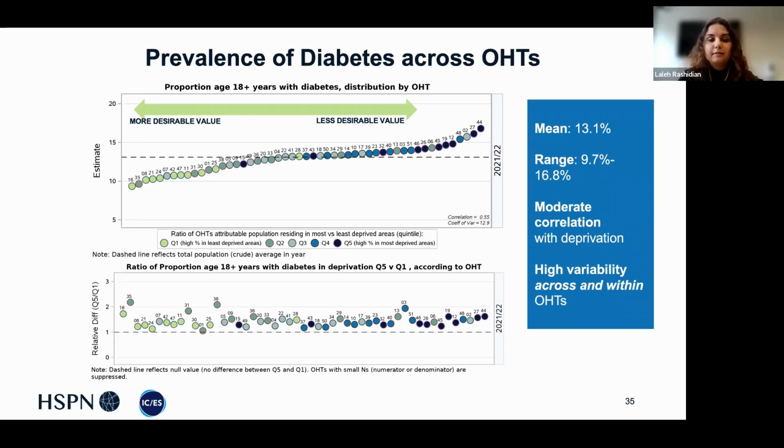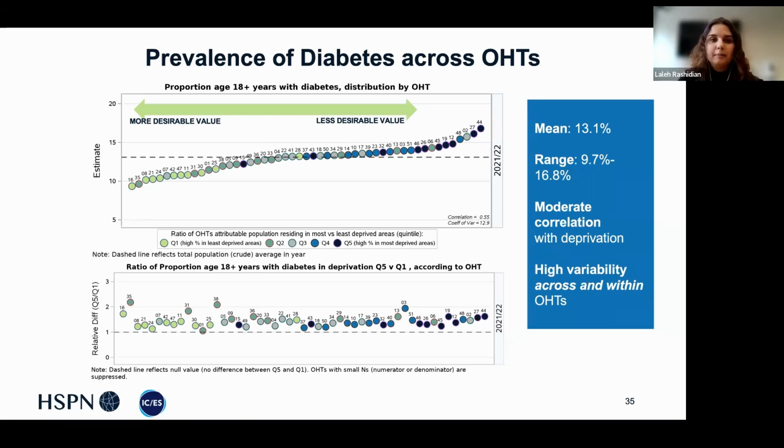So here we have prevalence of diabetes across OHTs based on the most recent year of data. In the top panel, we can see there are lots of colored dots. Each colored dot represents an OHT, and these have been sorted. So on the left, we have more desirable values, which in this case is lower prevalence of diabetes. Moving on to the right, we have less desirable values. And the way that these have been colored is OHTs which have a higher proportion of their attributable population living in least deprived areas are light green, moving all the way to those who have high proportions in most deprived areas in the dark blue. And the dotted line in the top panel represents the average across Ontario.